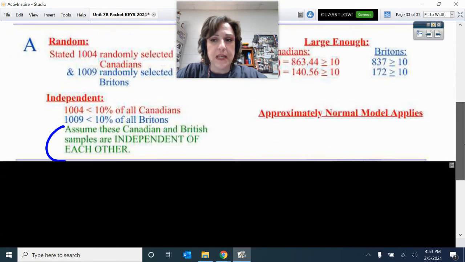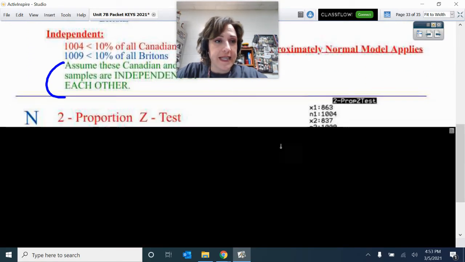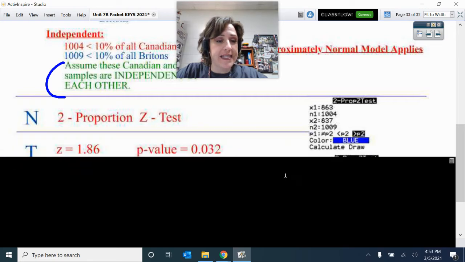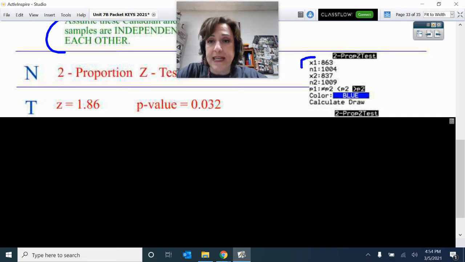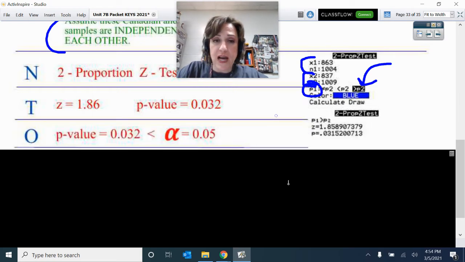All right, so let's see. This is a 2 proportion Z test, and here is what I put into my calculator. I put my Canadians in first and my Brits in second, so I am seeing if P1 is greater than P2. If you got an opposite p-value, something in the high 90s, then you probably picked the wrong direction tail in your calculator.